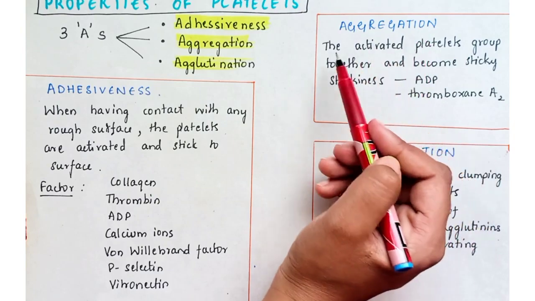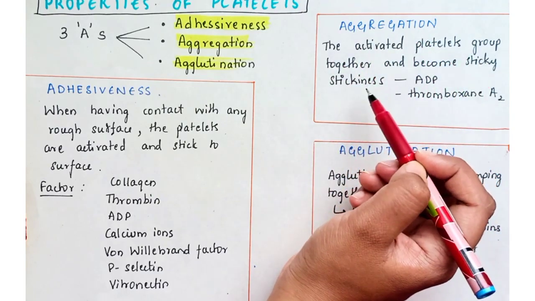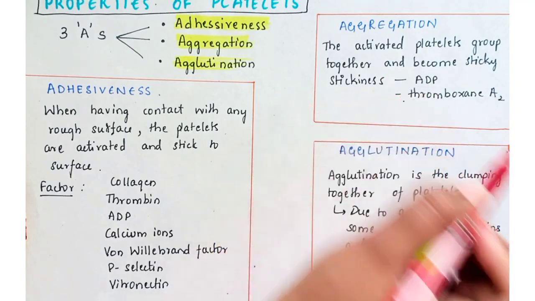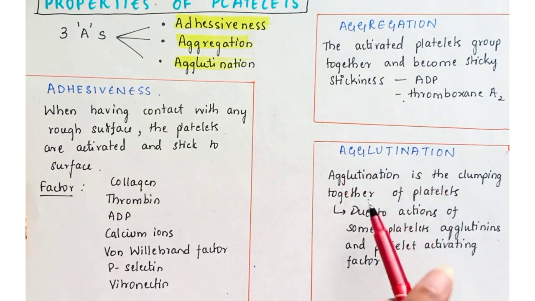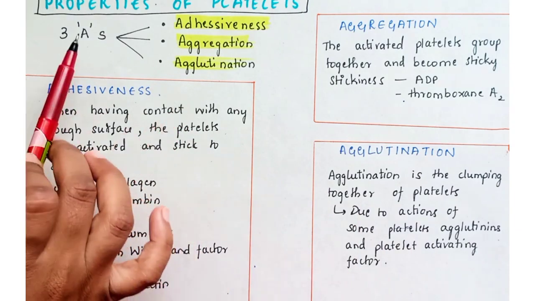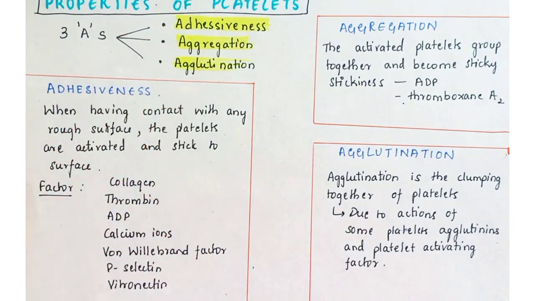Next is the aggregation. The activated platelets group together and become sticky. Here for stickiness, ADP and thromboxane A2 are responsible. Third is the agglutination. Agglutination is clumping together of platelets. Due to the actions of some platelet agglutinins and platelet activating factor, these are responsible for agglutination. So, don't forget the 3 A's. Those are adhesiveness, aggregation and agglutination.